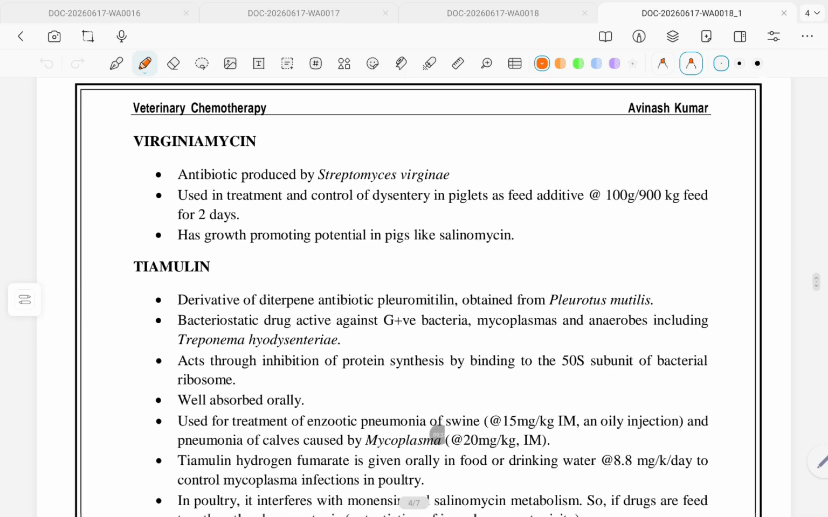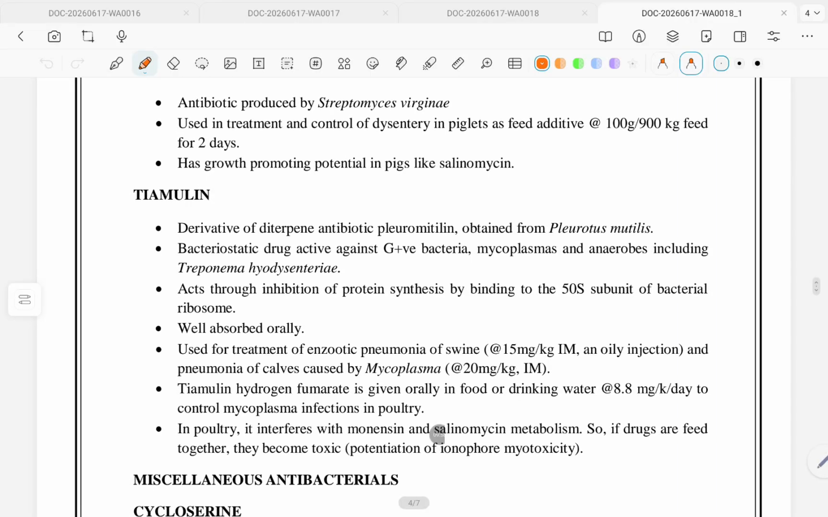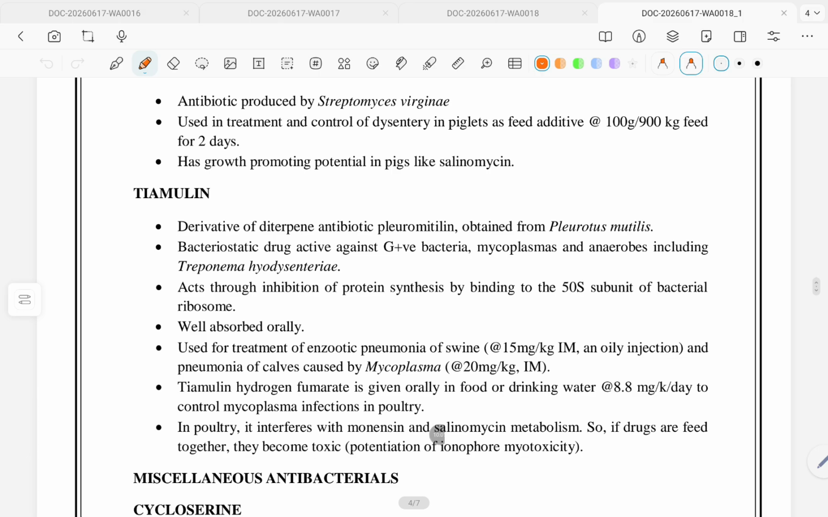Virginiamycin, an antibiotic produced by Streptomyces virginiae, used in treatment and control of dysentery in piglets as a feed additive, 100 grams per 900 kg feed for 2 days. Has growth promoting potential in pigs like salinomycin.